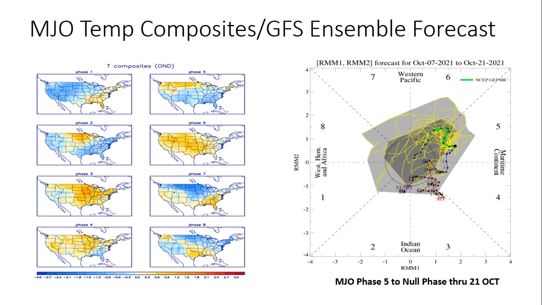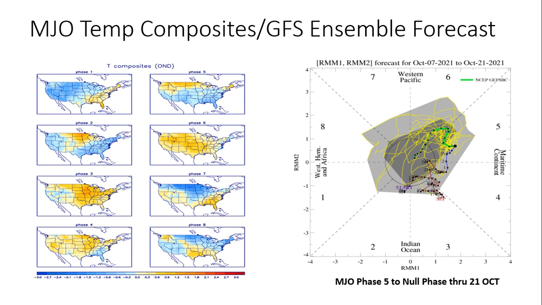Additionally, these temperature composites change. So the specific MJO phase and the expected temperature departures from normal change throughout the year. The December, January, and February temperature composites will not look the same as the October, November, and December composites. All right, so let's get into the forecast for the MJO.